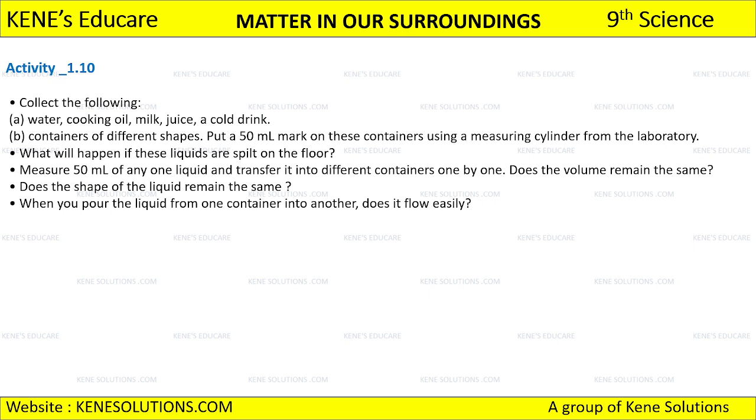Because we know that liquids have a definite volume but they do not have a definite shape. So does the shape of the liquid remain the same? Yes, liquid gets the shape of the container in which we put it. They do not have their own shape. Then, when you pour the liquid from one container into another, does it flow easily? Yes, all liquids flow easily. So I want you all to take a note of what has been given. Then we are just left with the gas part. We'll discuss the properties and the activity associated with it.